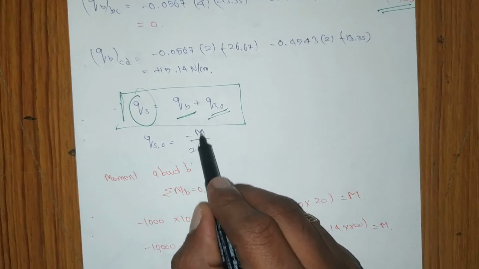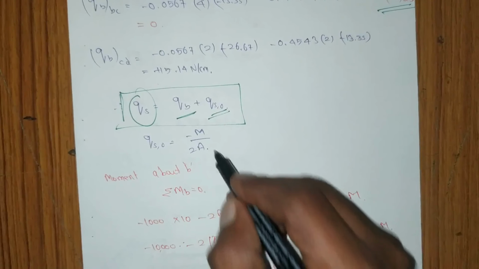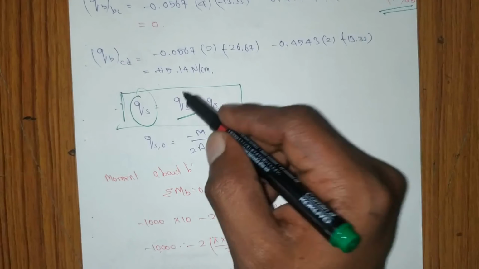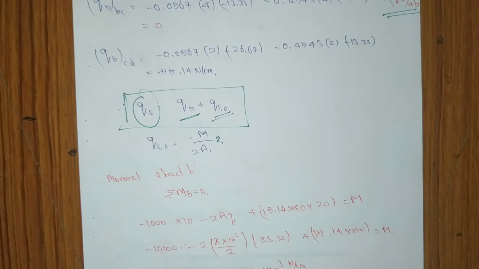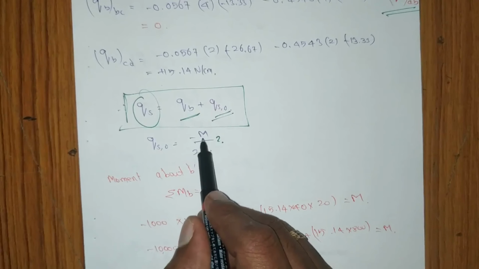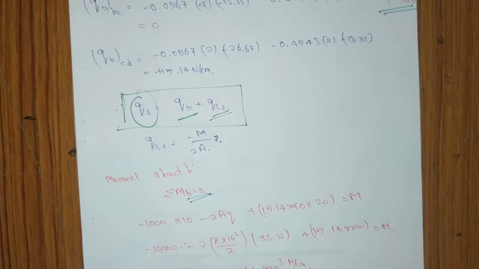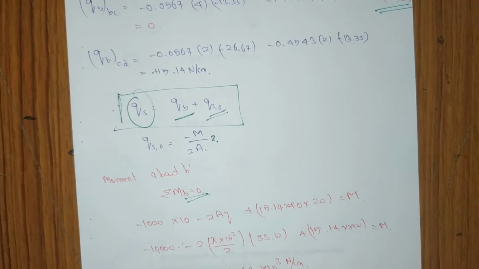That formula is minus M by 2A. So how will you find this M by 2A? If you find this value and add it to all the elements, you will get the real shear flow value for the closed section, right? So that means M by 2A. First you need to find the M about B, or any origin point you take.